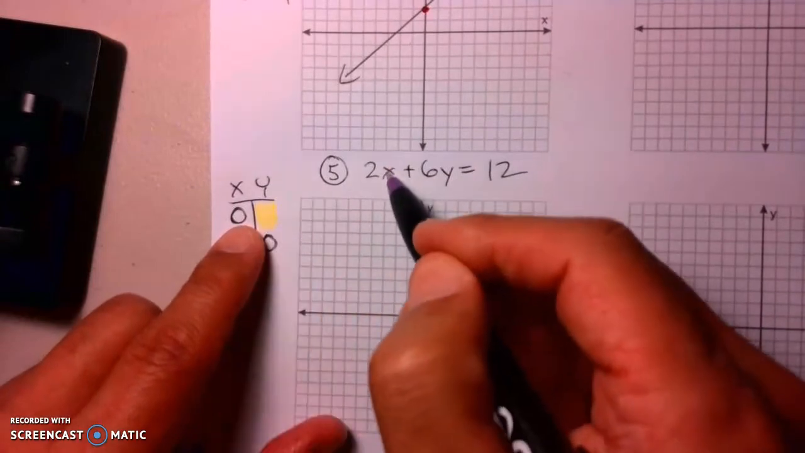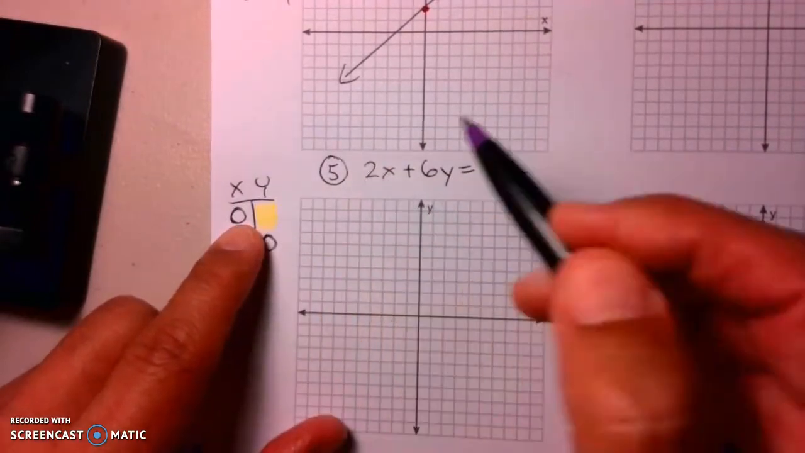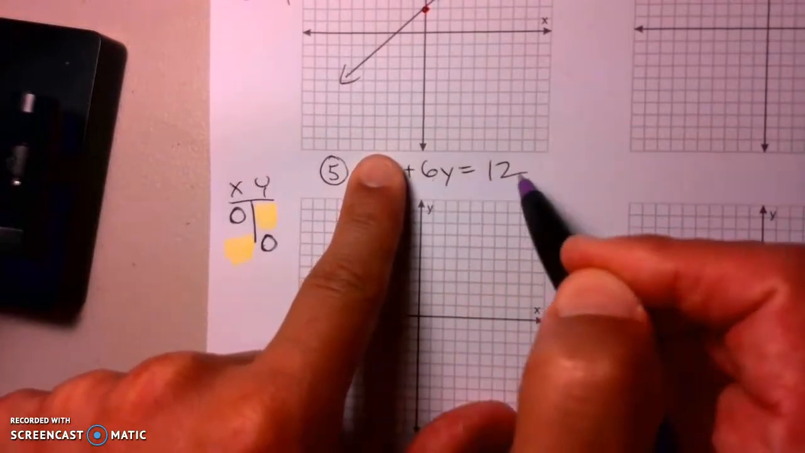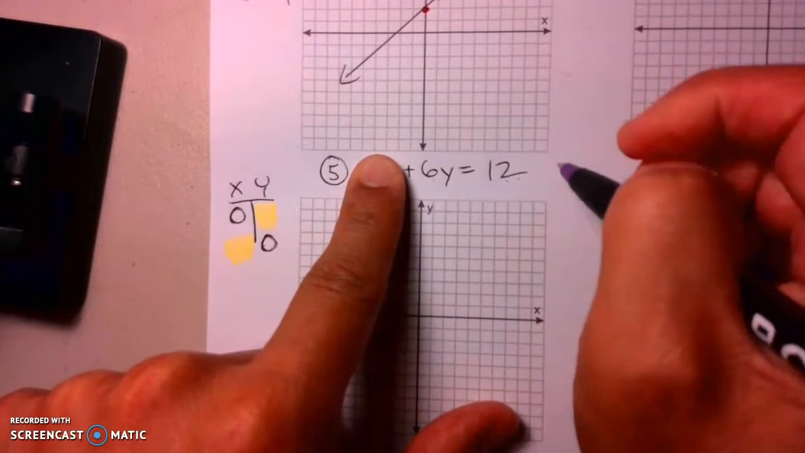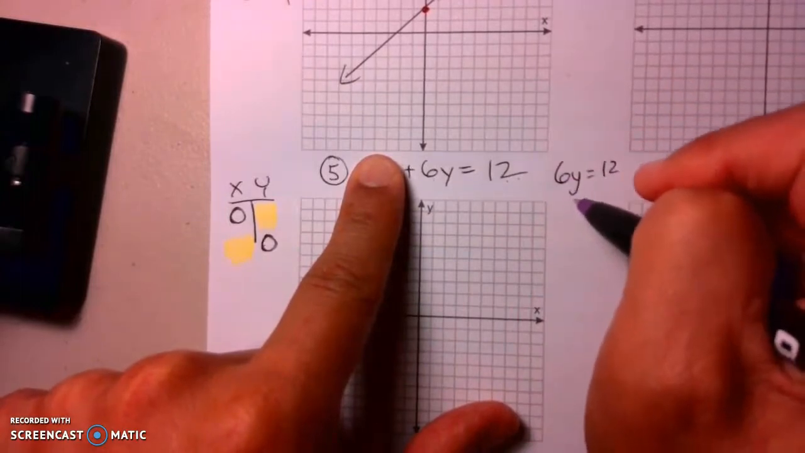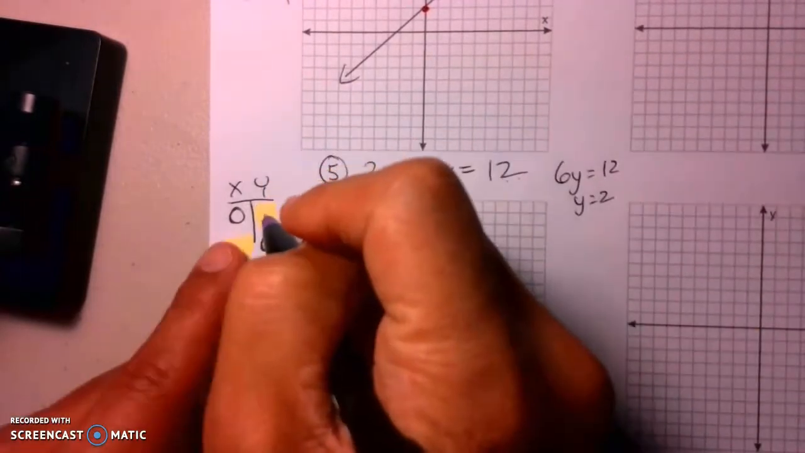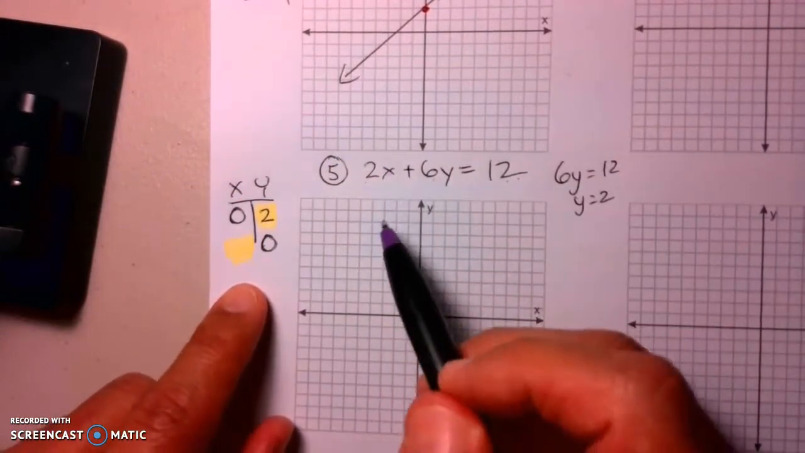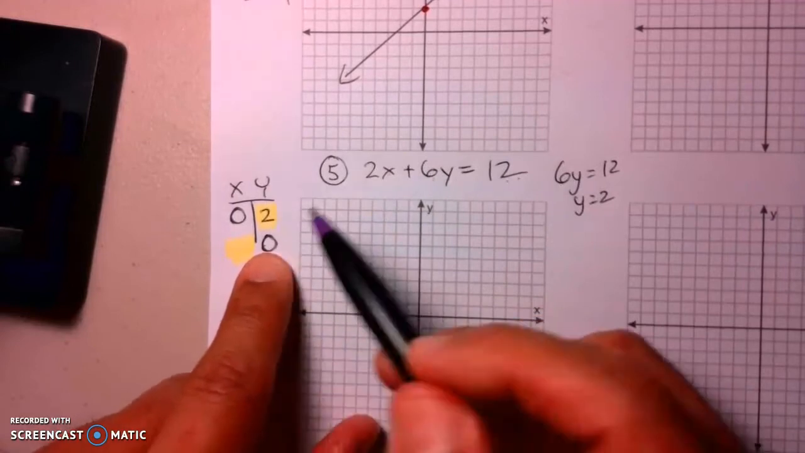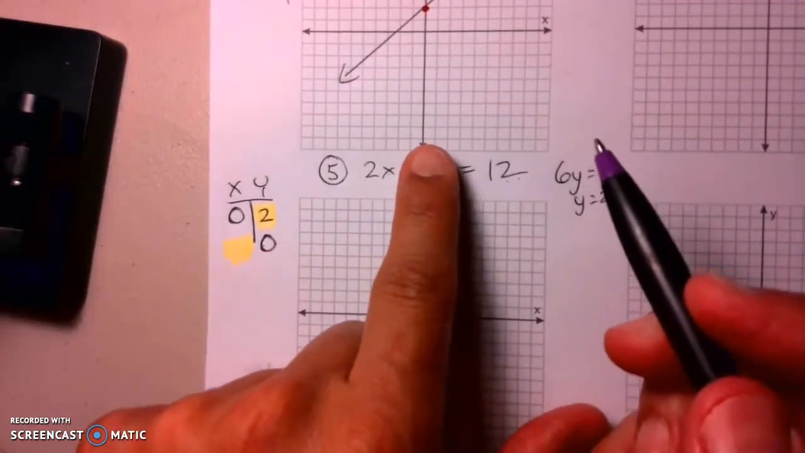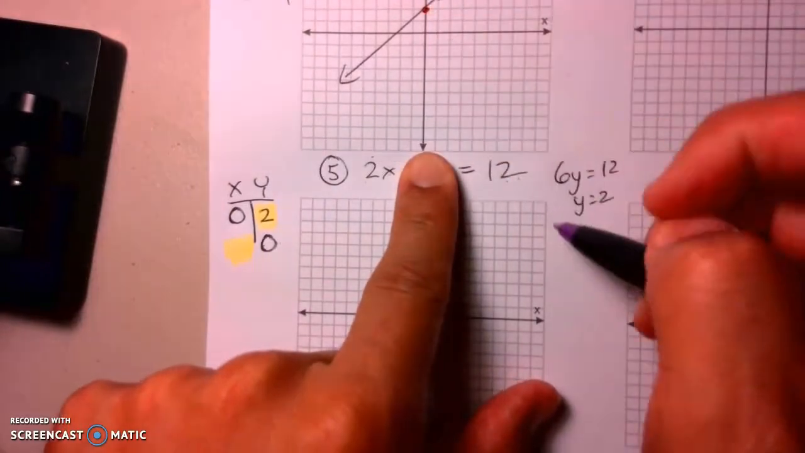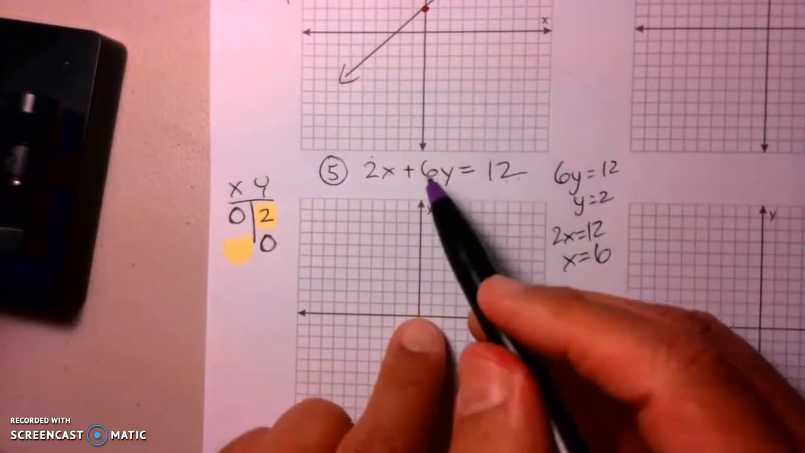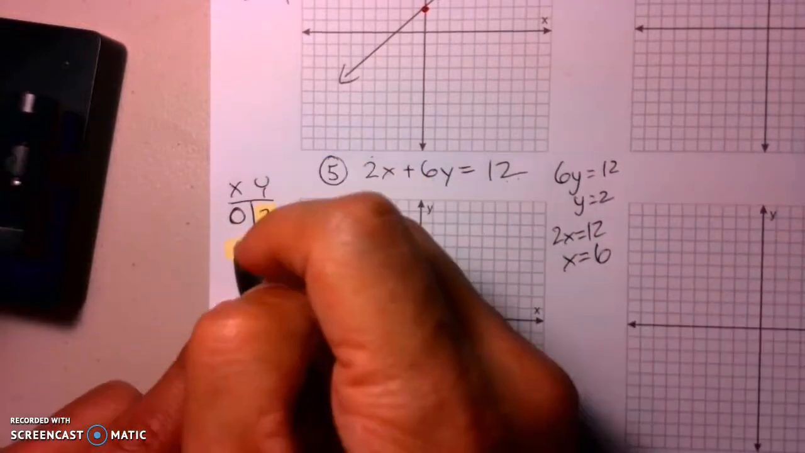If I put a 0 right here, 2 times 0 or anything times 0 is 0. This goes away. And really you have 6y is equal to 12, divide by 6, y is equal to 2. So when x is 0, y is 2. Now instead of putting a 1 here and a 2 here and a 3, you're going to let y be 0. So if I put a 0 here, I'm just going to block that out with my finger. 2x is equal to 12. And when I divide by 2, I get 6. So when y is 0, this goes away, x is 6.